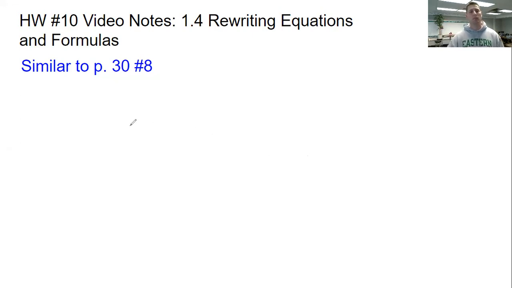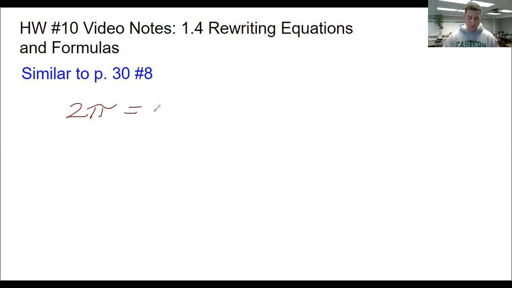So let's start with page 30, similar to exercise number 8, 2π = 8x − 4y. First things first, I should let you know the variable we want to isolate in this situation is the y variable. So that's what we're trying to get alone. That means we have to remove things next to the y variable. So we start with addition and subtraction. We're going to subtract the 8x from both sides.